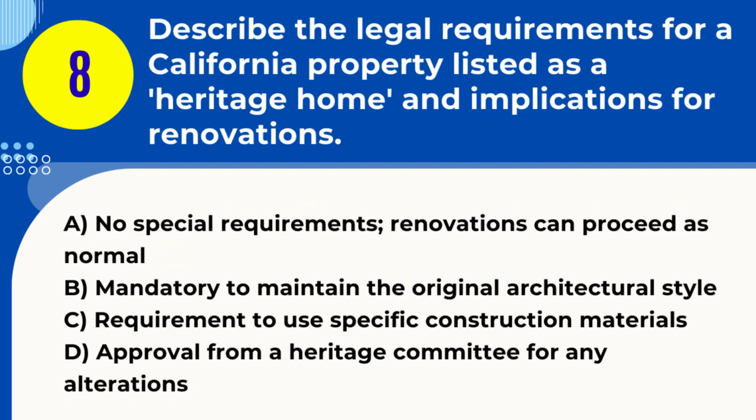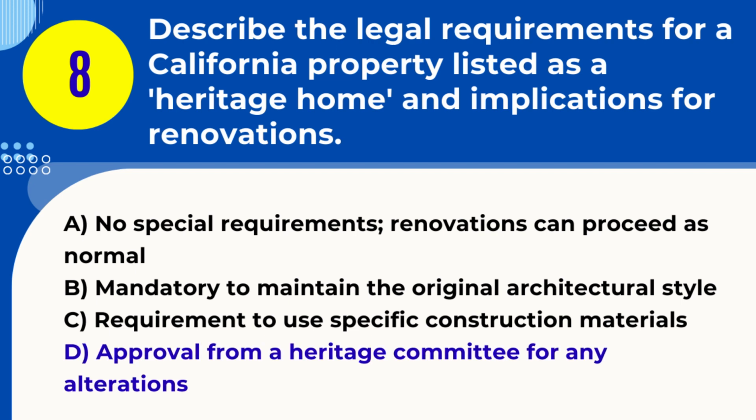Question 8. Describe the legal requirements for a California property listed as a heritage home and implications for renovations. A. No special requirements. Renovations can proceed as normal. B. Mandatory to maintain the original architectural style. C. Requirement to use specific construction materials. D. Approval from a heritage committee for any alterations.